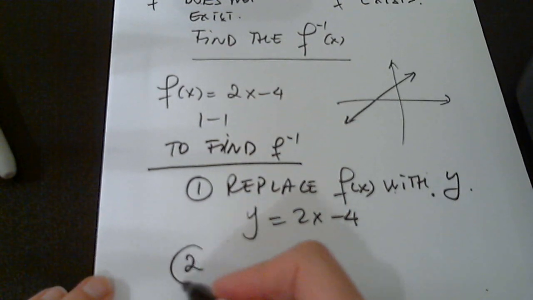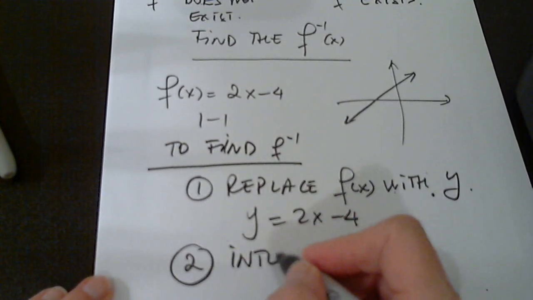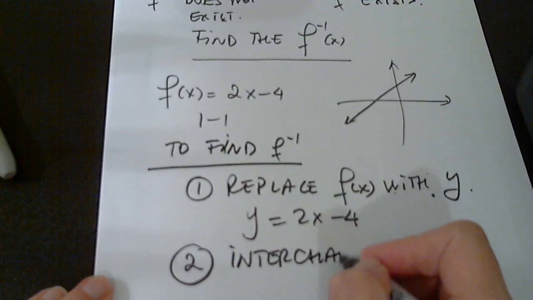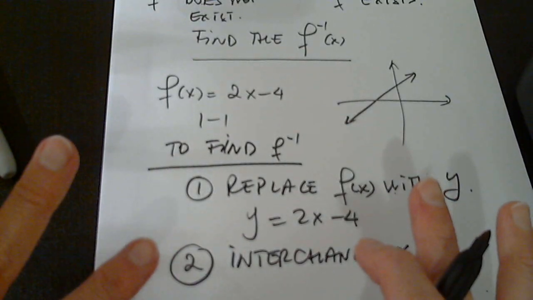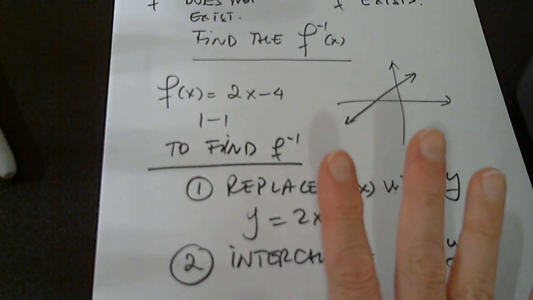In step 2, interchange x and y. And you can say, stop, stop, stop. Why are you doing this? And here's my explanation.